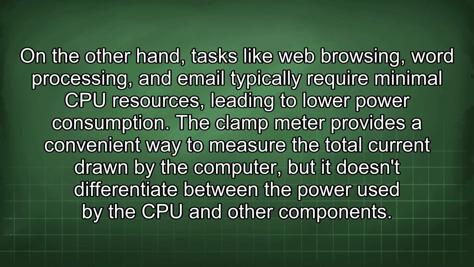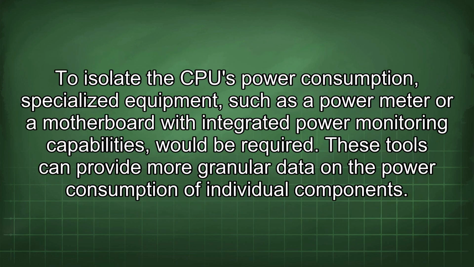The clamp meter provides a convenient way to measure the total current drawn by the computer, but it doesn't differentiate between the power used by the CPU and other components. To isolate the CPU power consumption, specialized equipment, such as a power meter or a motherboard with integrated power monitoring capabilities, would be required. These tools can provide more granular data on the power consumption of individual components.